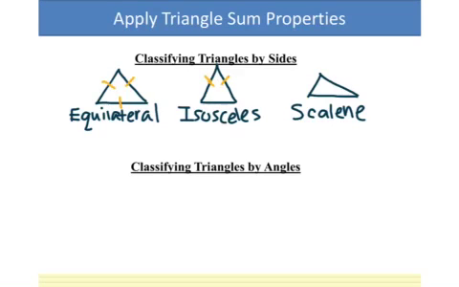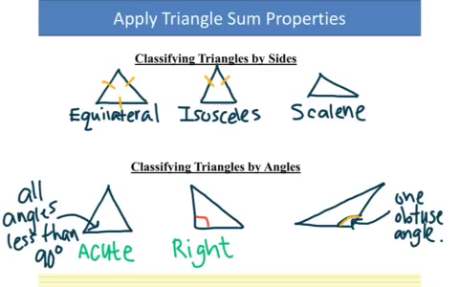In this lesson, you will be applying the triangle sum properties. First of all, we need to review what we can do to classify triangles by their sides and by their angles. You can classify a triangle by its sides, saying it is equilateral if all three sides are congruent. The triangle would be isosceles if only two sides of the triangle are congruent.